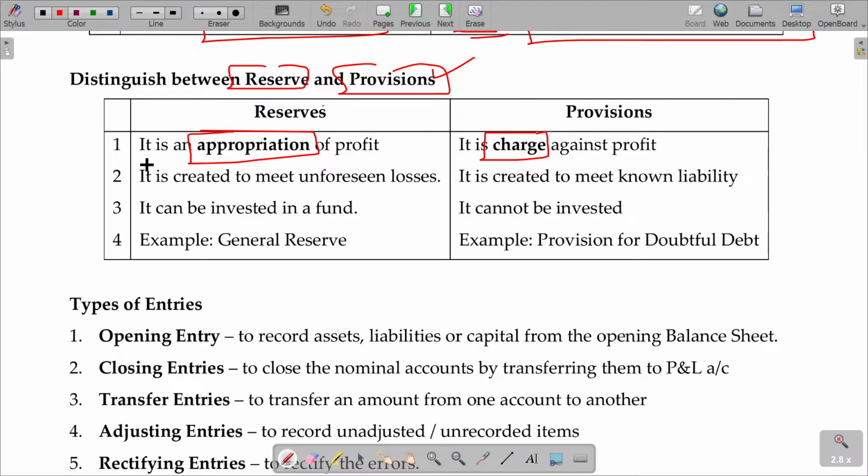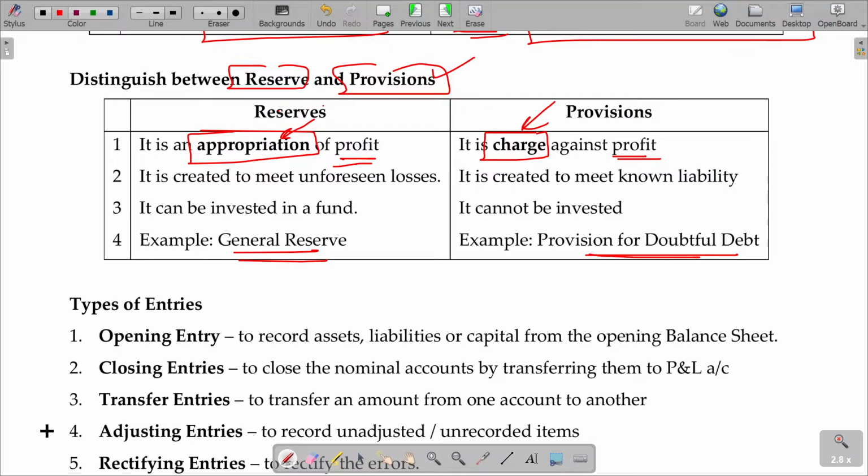Don't panic about these terms. If you are debiting the P&L account, then it's a charge. It's a sharing, called appropriation. Example for this is provision for doubtful debts. Example for this is general reserve. Don't panic about the difference between these two now. You have to understand only these two. What is that? Provision is a charge, reserve is appropriation. How will I understand more clearly, sir? Don't panic. You can learn that while preparing subsequent chapters like final accounts.